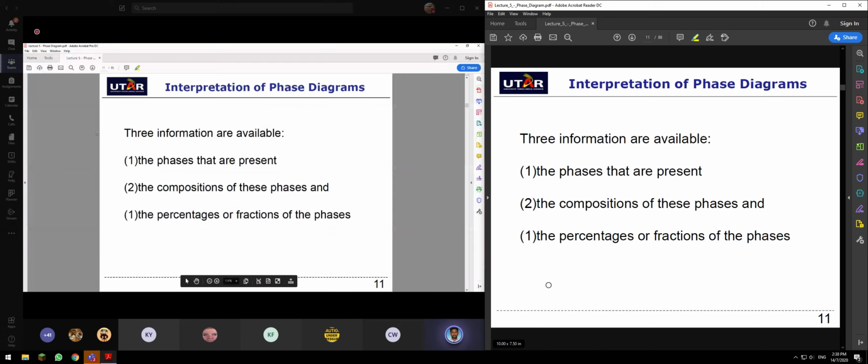All right. The three informations are available: the phases that are present, the composition of these phases, and the percentage or fraction of these phases.